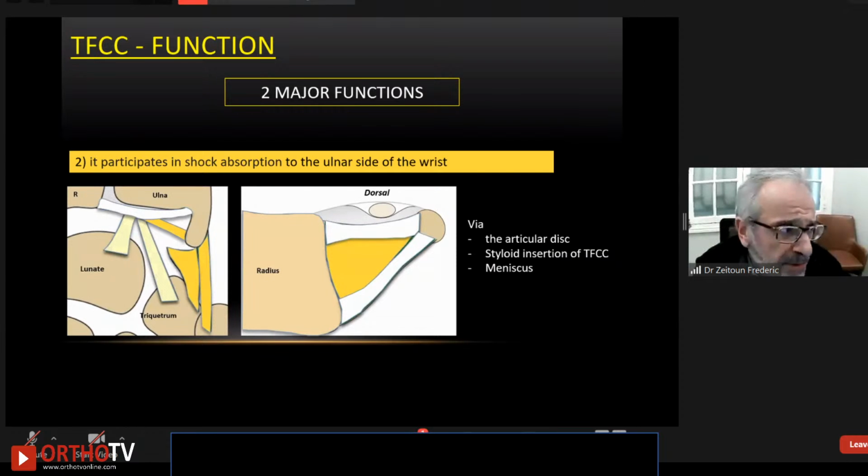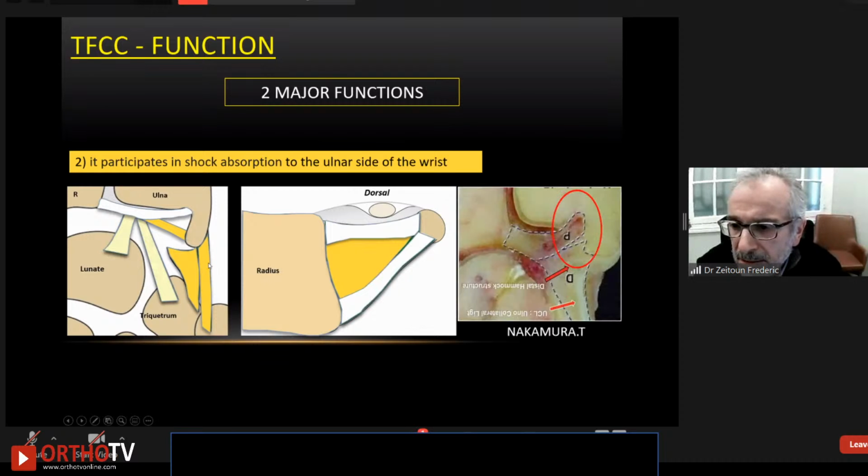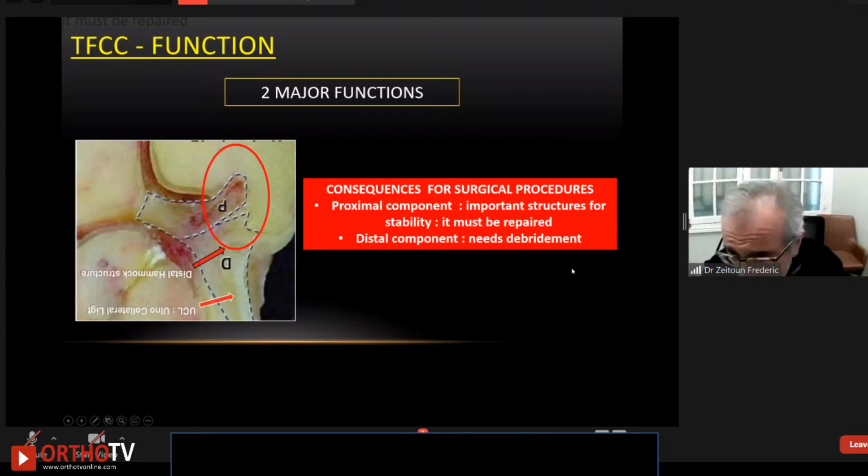Second, it participates in shock absorption to the ulnar side of the wrist via the articular disc, the styloid insertion of the TFCC, and the meniscus. This is what we call the distal components of the TFCC, just here. Depending on the structure involved and its function, the management will be different. So damage to structures involved in stabilizing the wrist should be repaired as much as possible by surgery, while the structures involved in shock absorption will instead be subject to debridement.